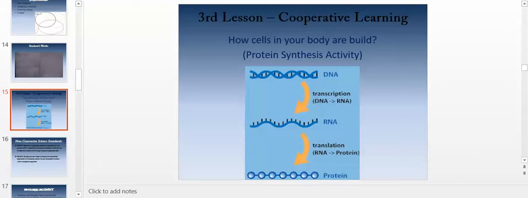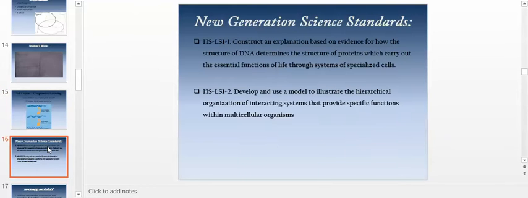The third lesson was also cooperative learning, and the idea is that the teacher can talk about the way that the cells are built in the body and basically relate the process of protein synthesis through the in-class activity. The Next Generation Science Standards are HS-LS1-1 and also HS-LS1-2.